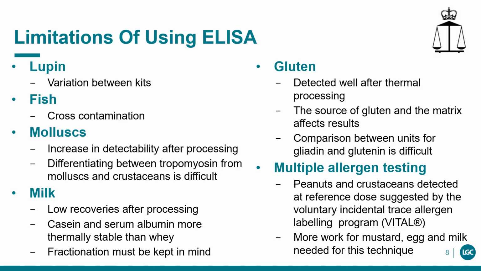Differentiation between tropomyosin found in mollusks and crustaceans can be difficult. Therefore, specific monoclonal antibodies targeting the N-terminal region of the tropomyosin is necessary. A method using flow cytometry with competitive ELISA for the simultaneous detection of multiple allergens has been developed, with both peanut and crustaceans successfully detected at the reference dose.